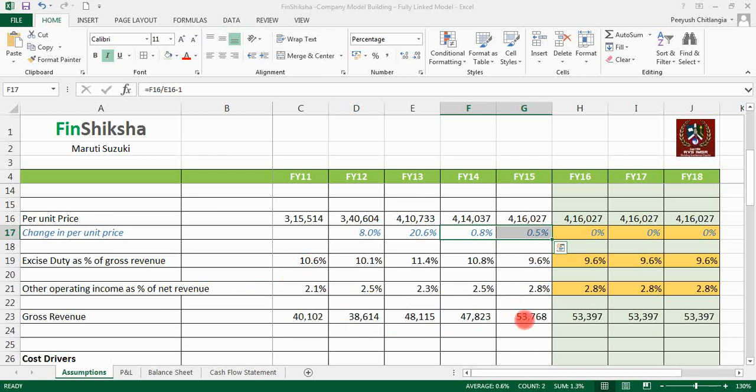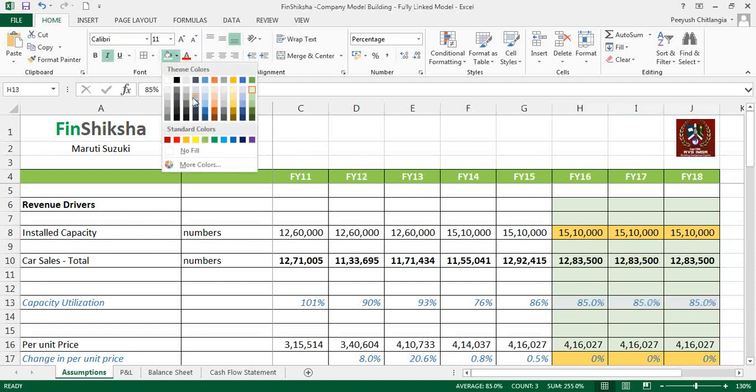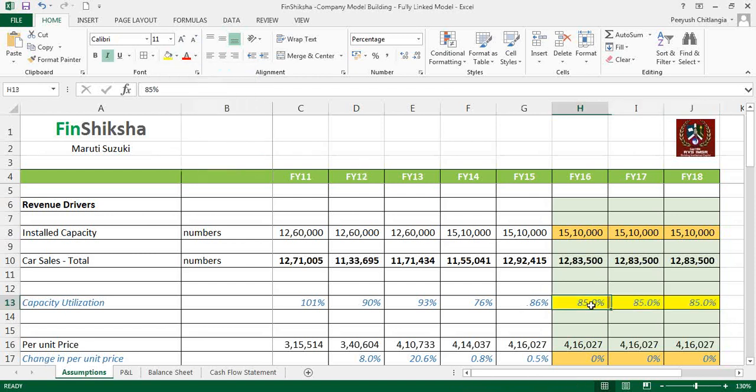That calculation gave us the gross revenue number for historical years, right? Now, next year onwards, Maruti tells that they have added capacity, which takes their total capacity to 15 lakh 10,000 cars. Now, our assumption is what is the capacity utilization they will do. So this number is what is our assumption.